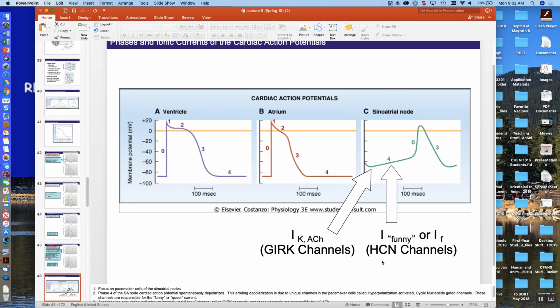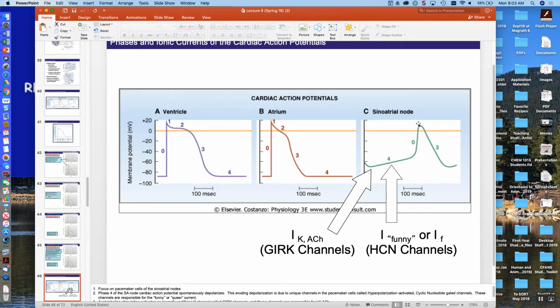So let's go back. Everybody have that down? Funny channels. These are responsible for the spontaneous depolarization here. So they open at hyperpolarized voltages. This is where they start to open, at hyperpolarized voltages. They're a non-selective cation channel, just like the nicotinic acetylcholine receptor, so it allows for both sodium and potassium. So you get this eroding, slow depolarization. That's the funny channels. And then it reaches threshold.